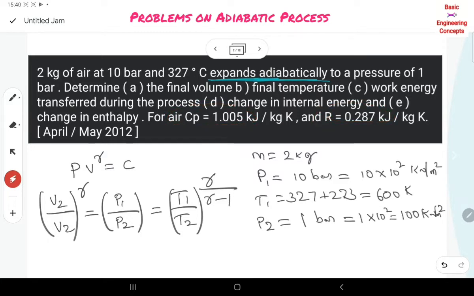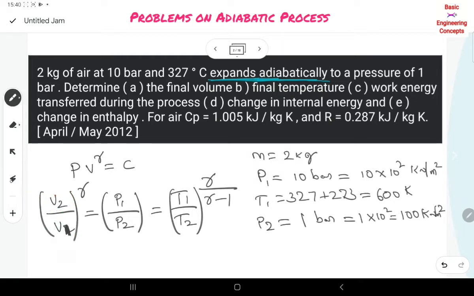So, determine the final volume. We should plan for the final volume and final temperature. As P1 and P2 are given, there is a relation with V2 by V1. Here, this is the relation P1 by P2. Here P1 and P2 are given. Once V1 is determined, it is very easy to get V2.